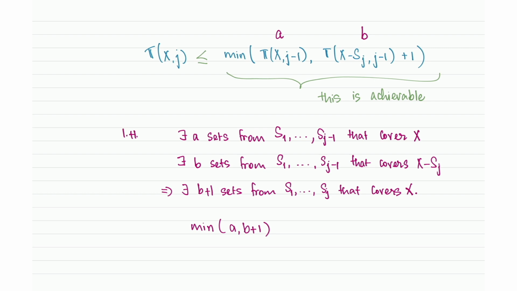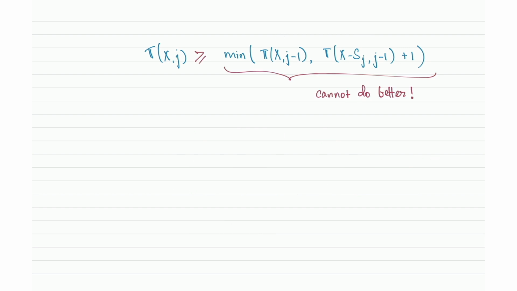Now, the next thing we want to say is that this estimate is tight, in that we cannot do better than what we have on the right-hand side. To establish this side of the inequality, let's begin by talking about what's on the left-hand side. Let's call this number c, t of x, j. So just by definition, what this means is that there is a collection of some c sets from among S1 through Sj that covers all of x.